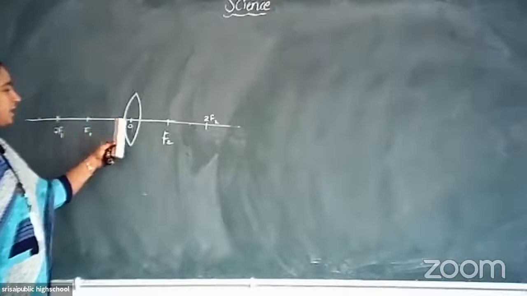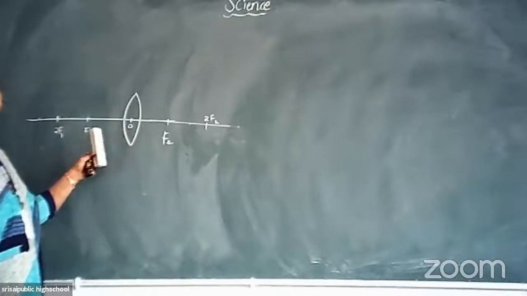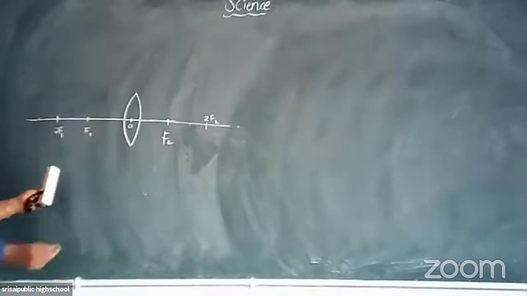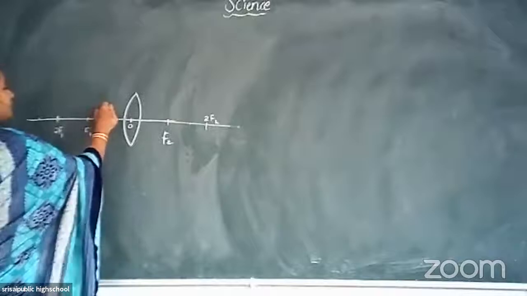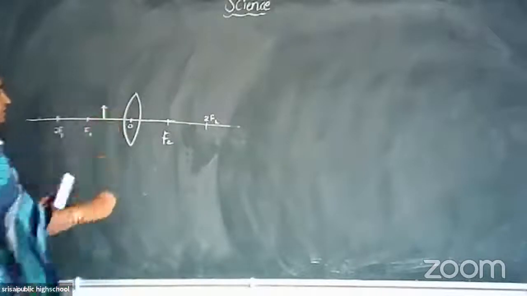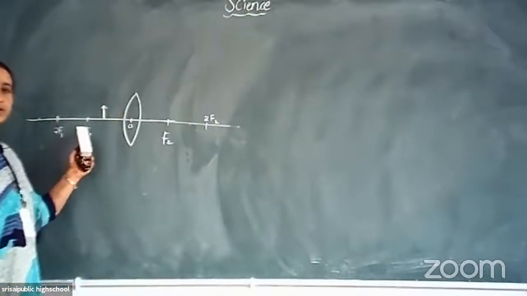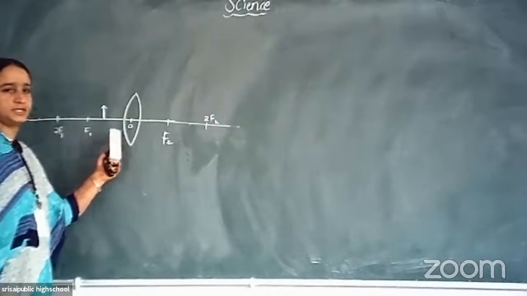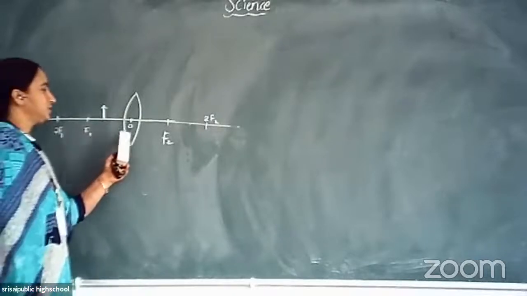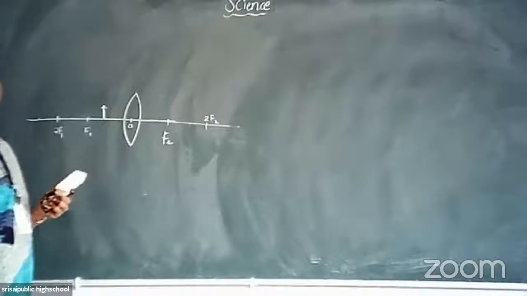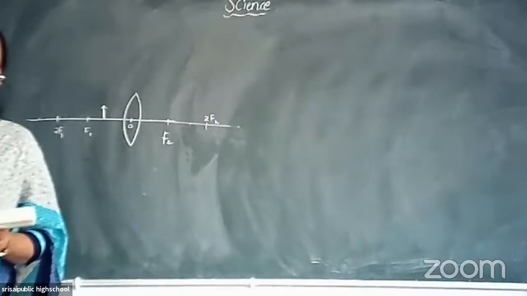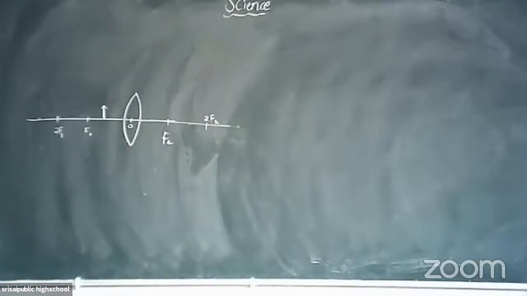Between F1 and O, the optical center, between the principal focus and the optical center. You are going to keep the object here, between the principal focus and the optical center. If your object is between these two points, where are you going to get the image now? This is the last case. So where are you going to get the image, tell me?